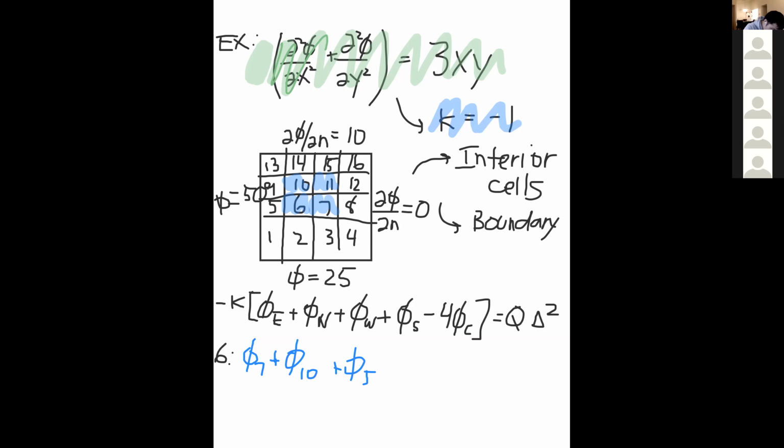Then our south neighbor in this case is going to be phi 2. And then phi c in this case is going to be phi 6.